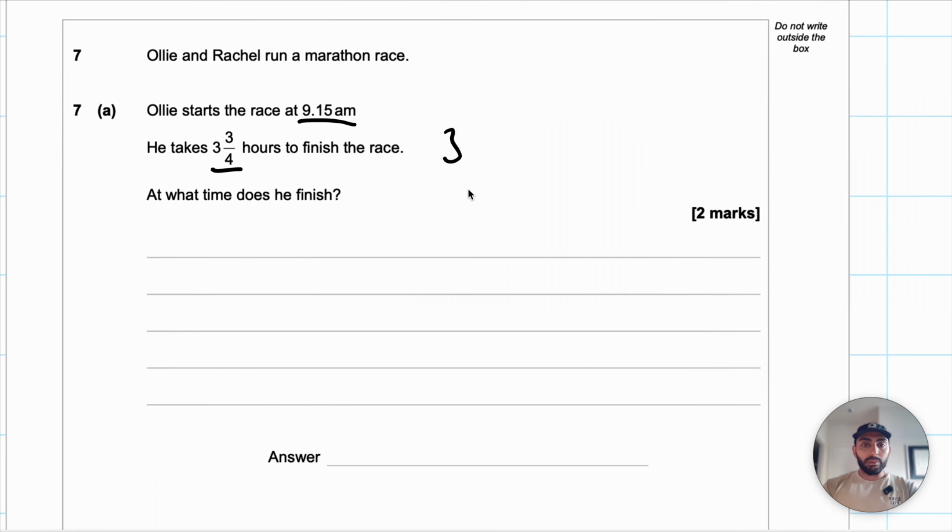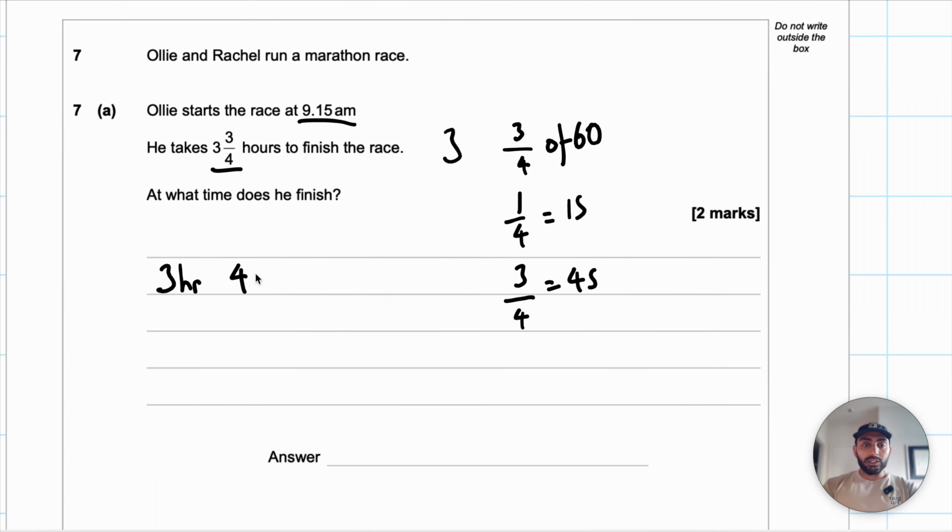So 3 is a whole number, and this 3/4 is of an hour. So 3/4 of 60, which is the same as an hour. 1/4 of 60, if I divide this by 4, so I halve it twice, would be 15. So 1/4 is equal to 15. And if I multiply that by 3, 15, 30, 45. So 3/4 is equal to 45. So I've got 3 hours and 45 minutes that I need to add on to 9:15 a.m.